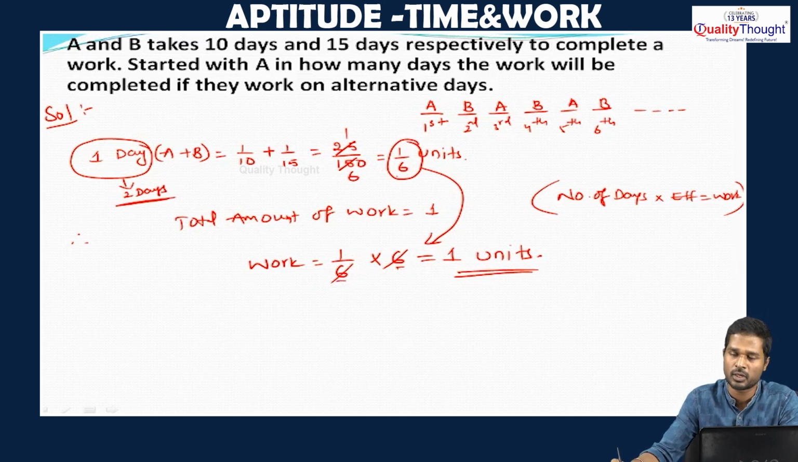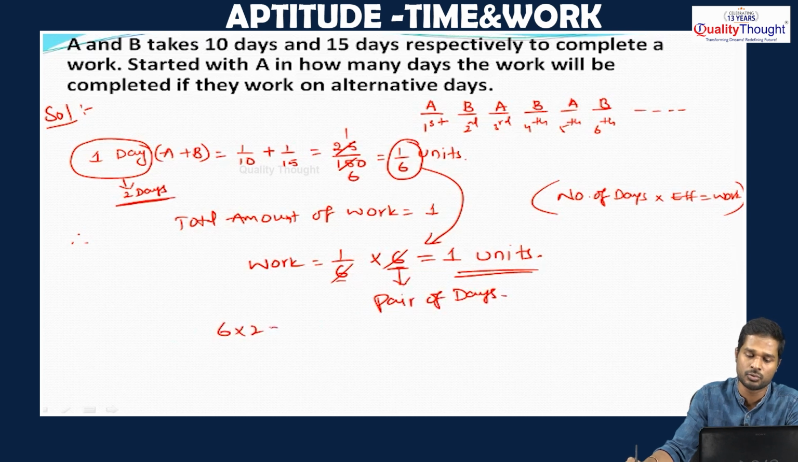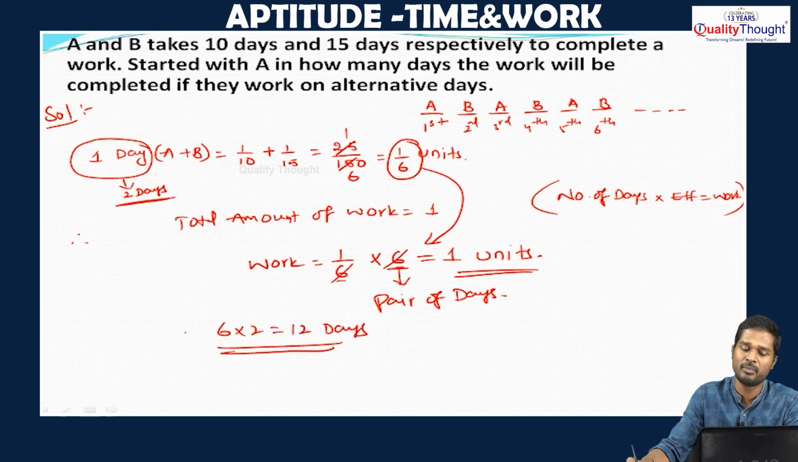So, to get the total unit of work, we need to make this 1 by 6 equal to 1 by multiplying with a suitable number. So, 1 by 6 I multiplied with 6 to get 1 unit of work. That means total work is done in 6 pairs of days. 6 pairs of days means 6 into 2, that is 12 days. So, the work will be completed in 12 days.